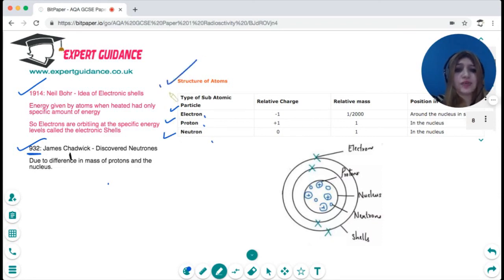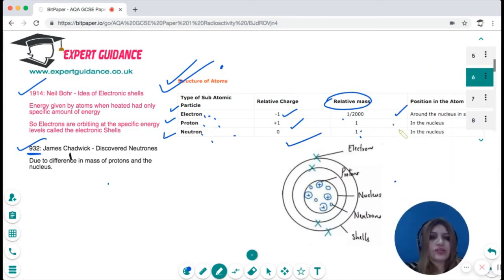This table is very important, I stress, in chemistry as well. So the electron's charge is -1, proton is +1, neutron has no charge. On the other hand, the relative mass of the neutron is 1, proton is 1, and electron is 1 over 3000. The electrons are moving around the nucleus in shells. The protons and neutrons are in the nucleus.